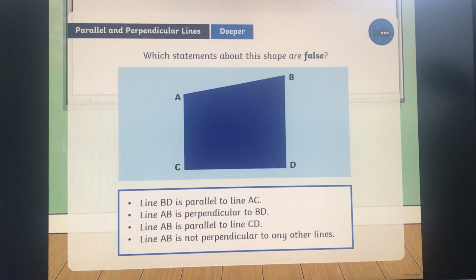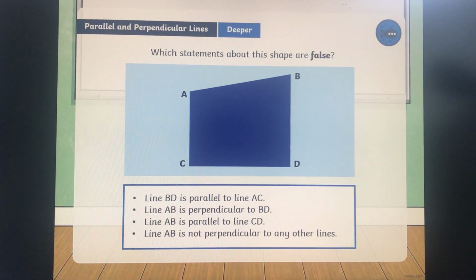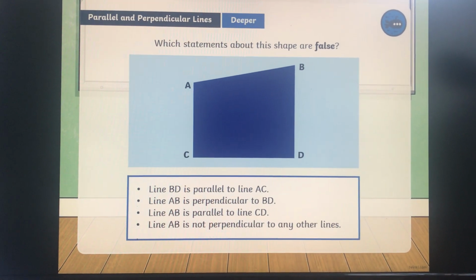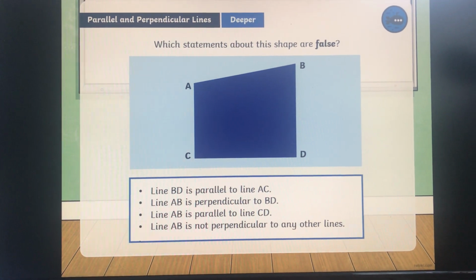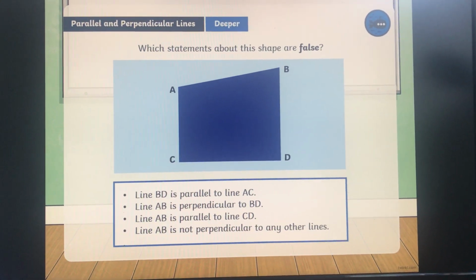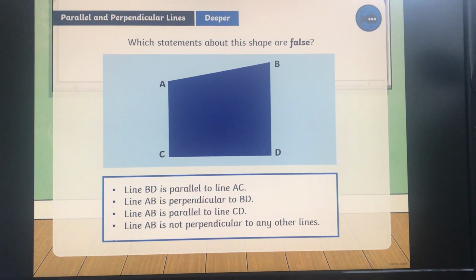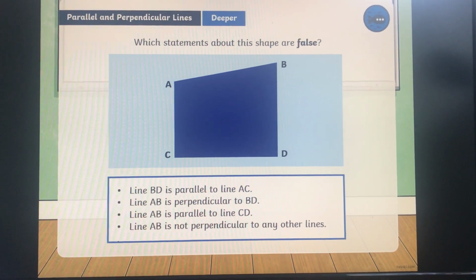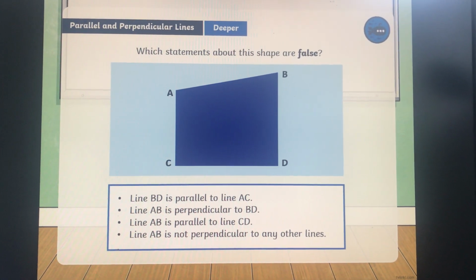Have a look at those statements again, take some time. Think again about what parallel lines are and what perpendicular lines are, and see if you can work out which of those statements are true and which ones are false. We are looking for the ones mainly that are false. So pause the video now and have a look.